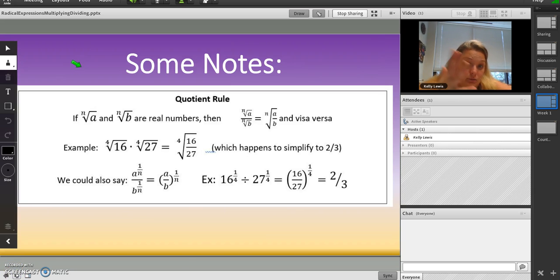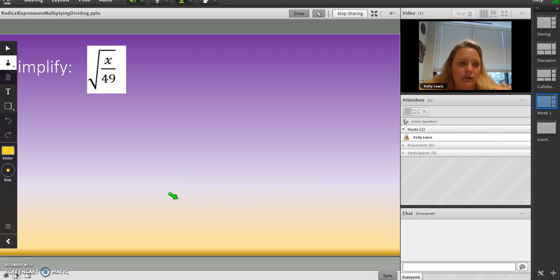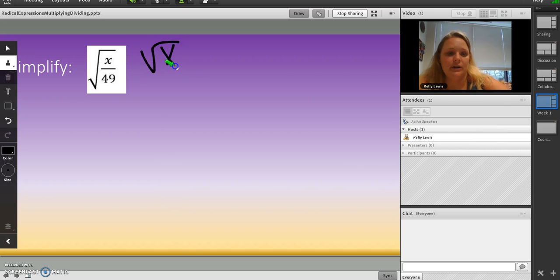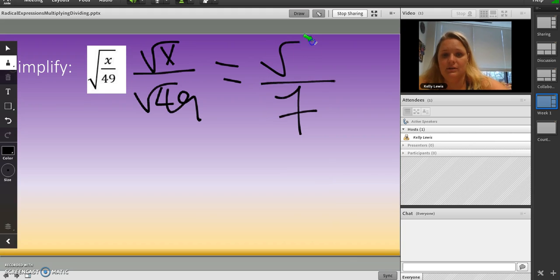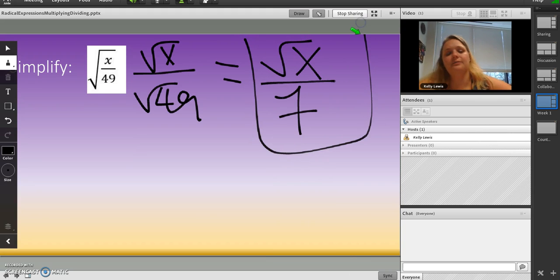All right, so that was the multiplication rule. Now we have the quotient rule. Same thing. If these indexes aren't the same, they can't talk. And remember, the fourth root is the same as the 1 over 4. So this is the same as square root of x over square root of 49. We know the square root of 49 is 7, so we're done there. Can't simplify square root of x.